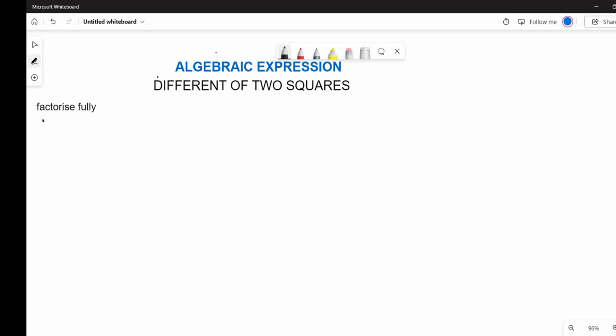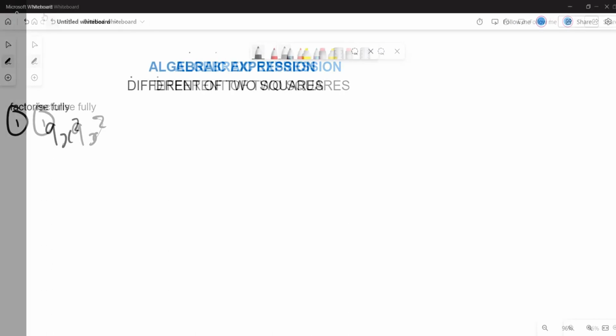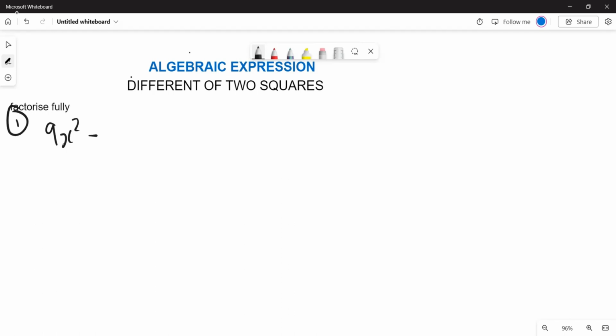Now, firstly, number one. Let's say we are given 9x squared subtract 1, and they say you need to factorize this fully. In order to factorize this fully, you must have square numbers, or you must be in a position to say these are square numbers, right? And secondly, you are then going to do it.